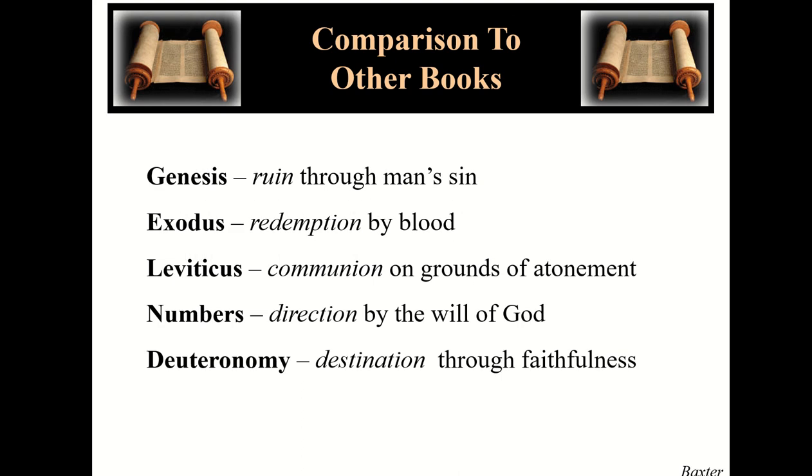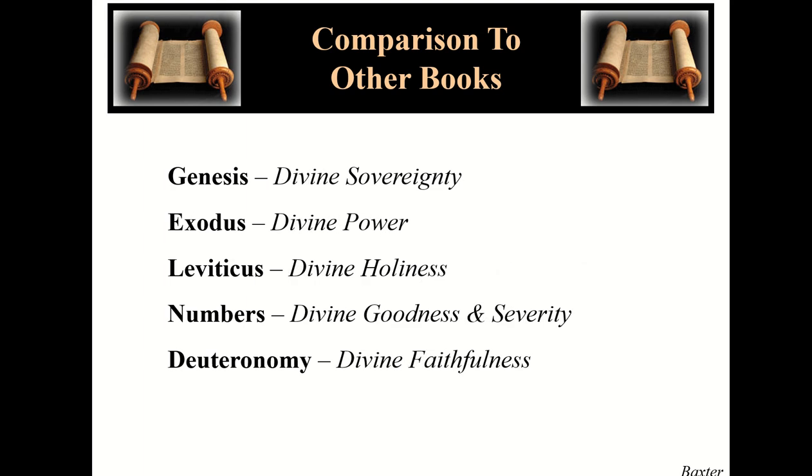This is from J. Sidlow Baxter. He is good in comparing one book to another book and how they relate. And so here in the Pentateuch, we have Genesis. It deals with the ruin of man through sin. Exodus, the redemption by blood. Leviticus, communion on the grounds of atonement. Numbers, having to do with direction by the will of God. And Deuteronomy, destination through faithfulness. That is the destination to the land of Canaan.